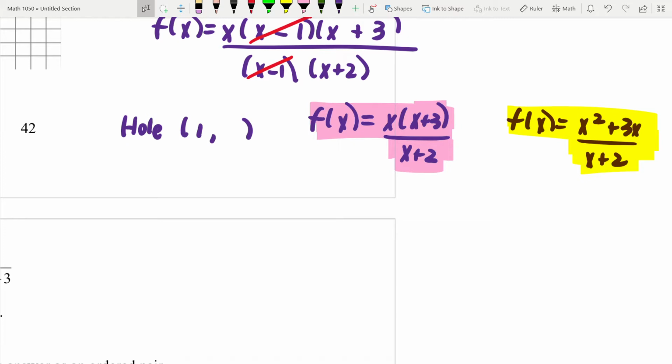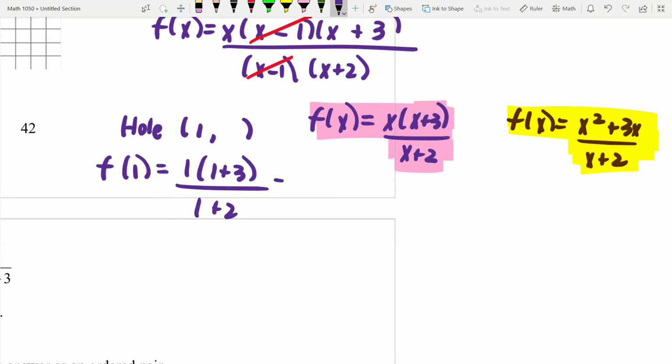Finish my whole, right? Plug in a 1. So everybody go f of 1 equals. I don't think yellow or pink are easier. I think it's kind of the same, right? I'm going to do pink. So it's 1 times 1 plus 3 over 1 plus 2. 1 plus 3 is a 4. 4 times 1 is a 4. 2 plus 1 is a 3. So my whole is 1, comma 4/3.